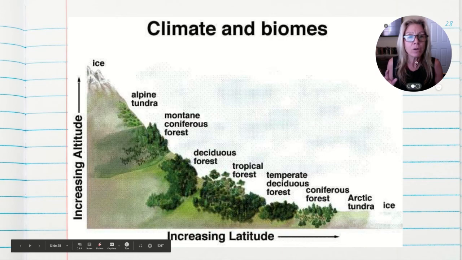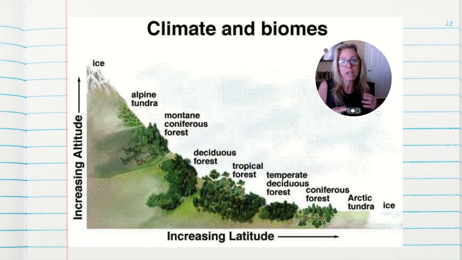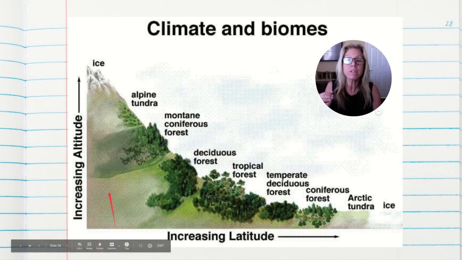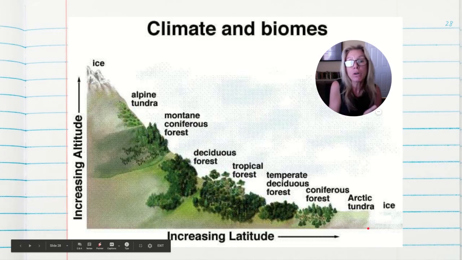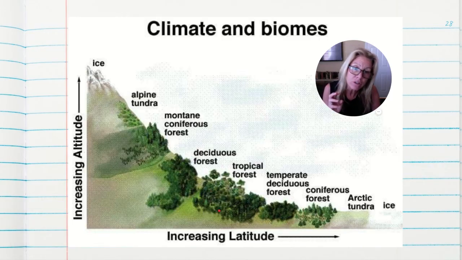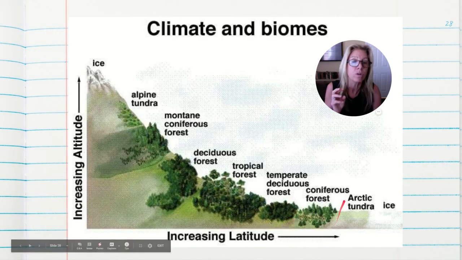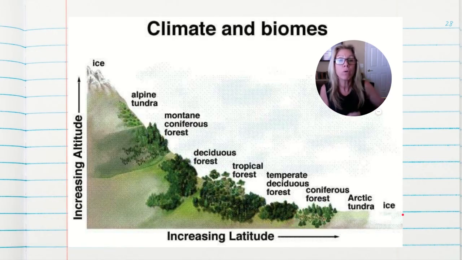All right, now you can also take a look here, and you can plot them based on where, if you increase in elevation and increase in latitude, you'll go through the same patterns. So look right here. Here's your tropical rainforest. That would be like your latitude 0, right? But as you increase your latitude, you're moving towards the poles. So you go from your tropical forest to your temperate deciduous forest, your coniferous forest, Arctic tundra, and ice, right? So now you're at the poles.